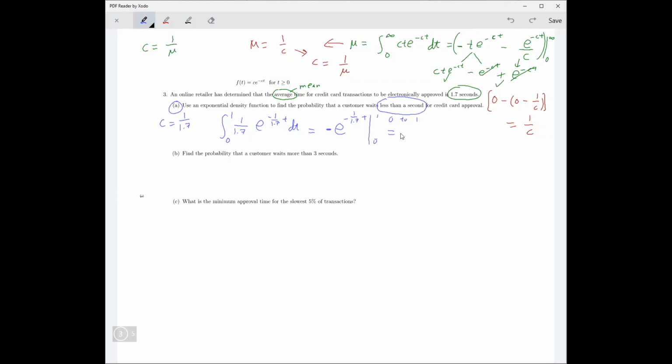So when you put a 1 in, you have negative e to the negative 1 over 1.7. So that's putting a 1 right there. And then you subtract, put a 0. When you put a 0 in here, that's e to the 0, which is 1. Okay, so you get that.